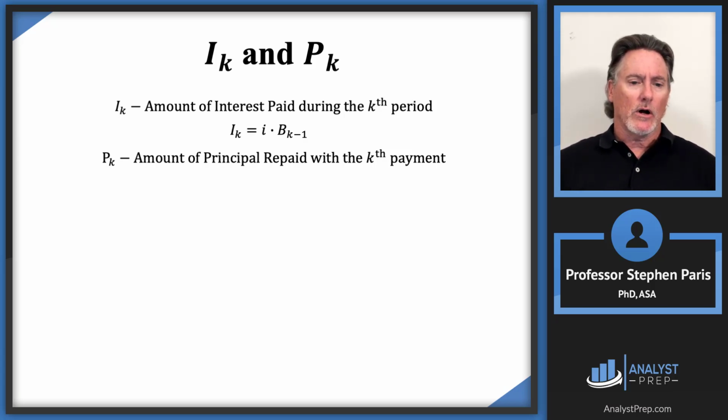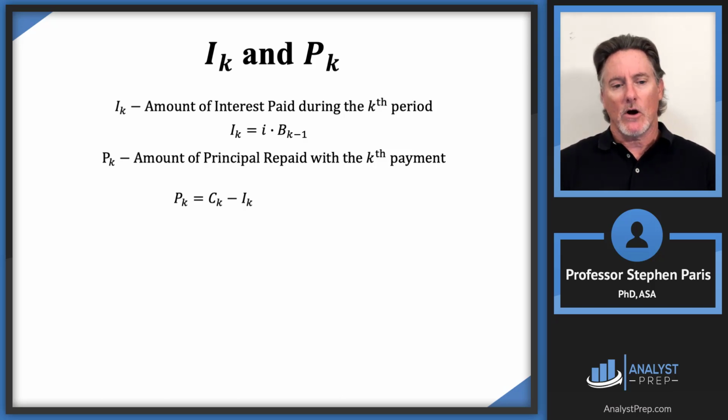And of course we know the relationship between the total amount of the payment and each of these symbols. I take the total amount of the payment, that's cap C sub k, and I subtract off the amount of interest that I pay in the kth period, or at time k. The way that we calculate that is written above, and that difference is going to be the amount of principal repaid with the kth payment. So if I'm asked to calculate the amount of principal repaid in the kth payment, generally I first calculate the amount of interest, and then subtract that from the total amount of the payment.